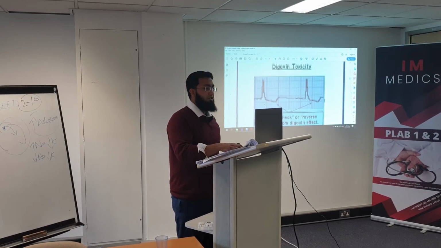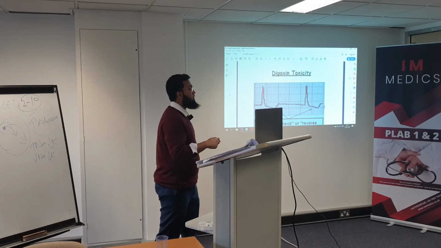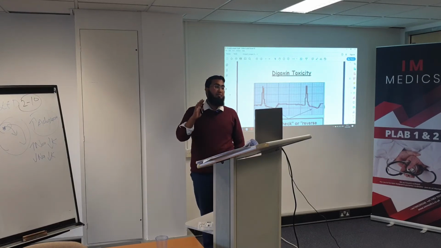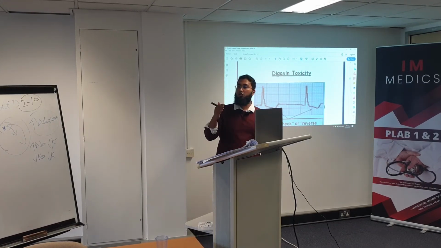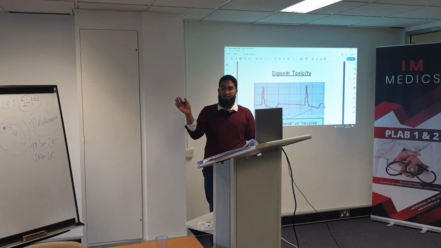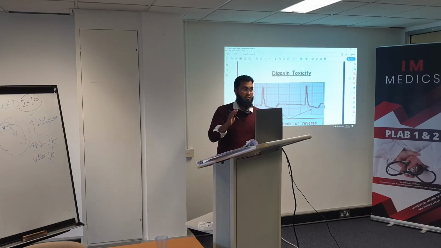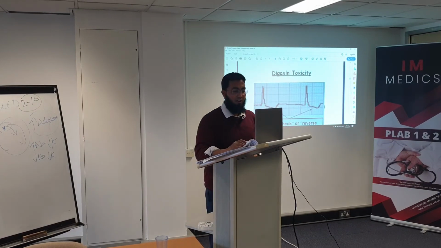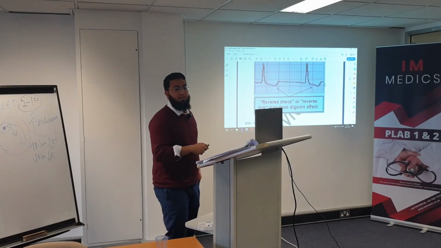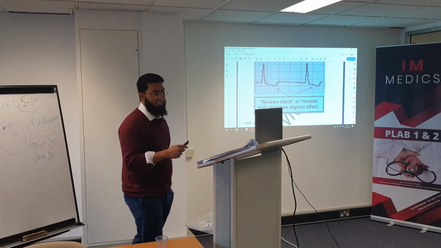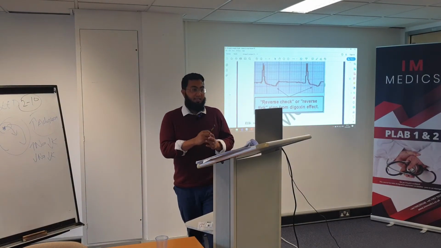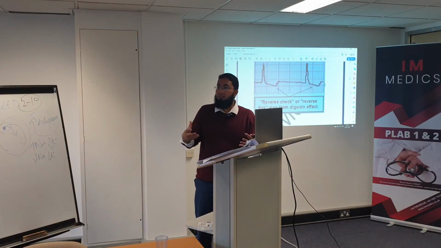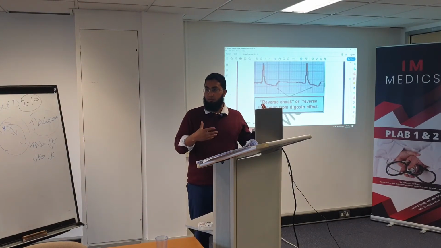Moving on to digoxin. Key thing for understanding: if a patient has AF and a background of heart failure, for rate controlling it's not your beta blocker, it's not your CCB, it's going to be digoxin, because it decreases the heart rate and helps with the contraction of the heart. Digoxin has a very low therapeutic index, so it's very common to have toxicity.